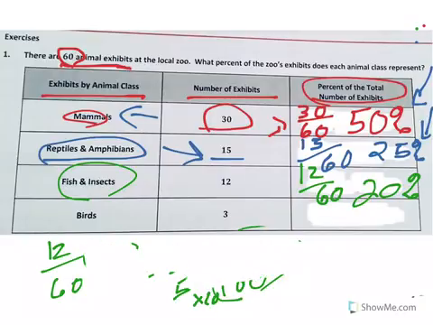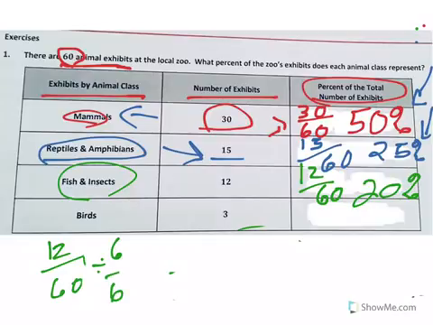Quick little note here. I knew that 12 goes into 60 evenly. If you didn't just know that, let's say you recognize, well, 6 goes into both of these. So 12 divided by 6 is 2. 60 divided by 6 is 10.